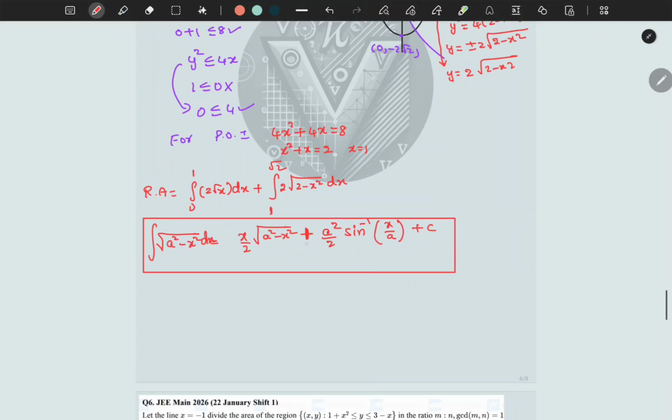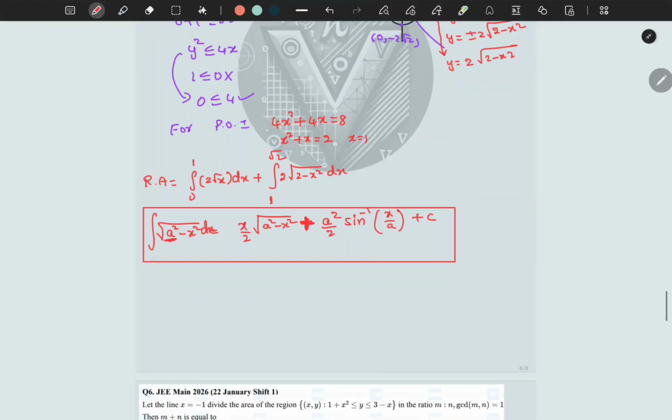How do we know whether this sign is positive or negative? Whatever is the coefficient of a square is plus 1, so we'll be writing plus here. If we have a minus sign before a square, for example x square minus a square, then we'll be writing minus here. Is that clear?